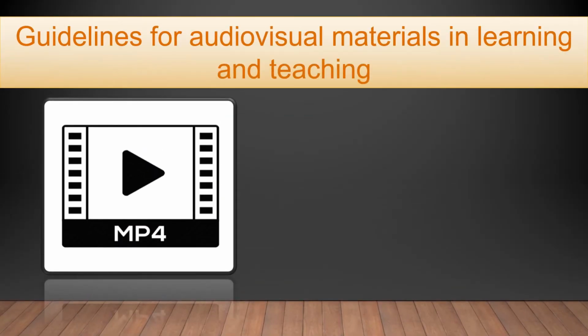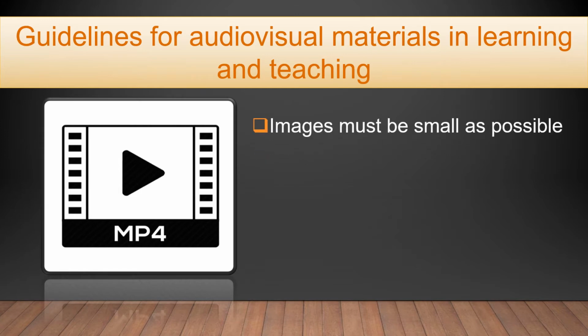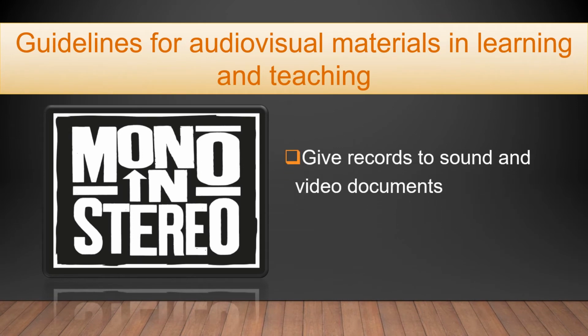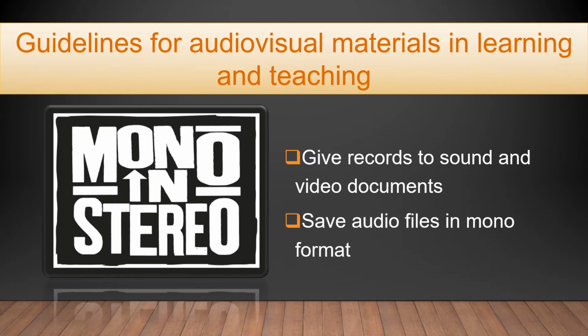Now let's proceed to the guidelines for audiovisual materials in learning and teaching. First, images must be as small as possible. Always provide alternative content. Check for copyright. Use MP4 format, a size of 640 by 400 and a speed of 500 kbps. MP4 format is for videos. Next is give records to sound and video documents. And then save audio files in mono format, meaning all audio is sent through one channel for playback.